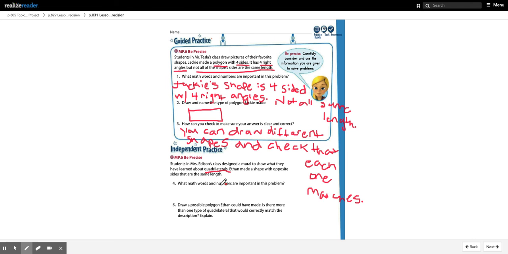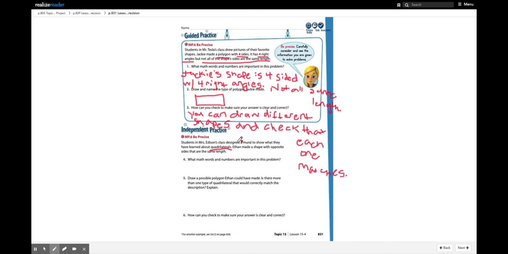Ethan made a shape with opposite sides. Ethan made a shape with what? Opposite sides. Yep, that's important to know. That are the what? That's right, same length. So we know that the class is learning about quadrilaterals. Ethan made a shape with opposite sides that are the same length. So let's take a look at what number 4 is going to ask us. What math words and numbers are important in this problem? So it's also important to annotate the question as well. Math words and numbers are important.